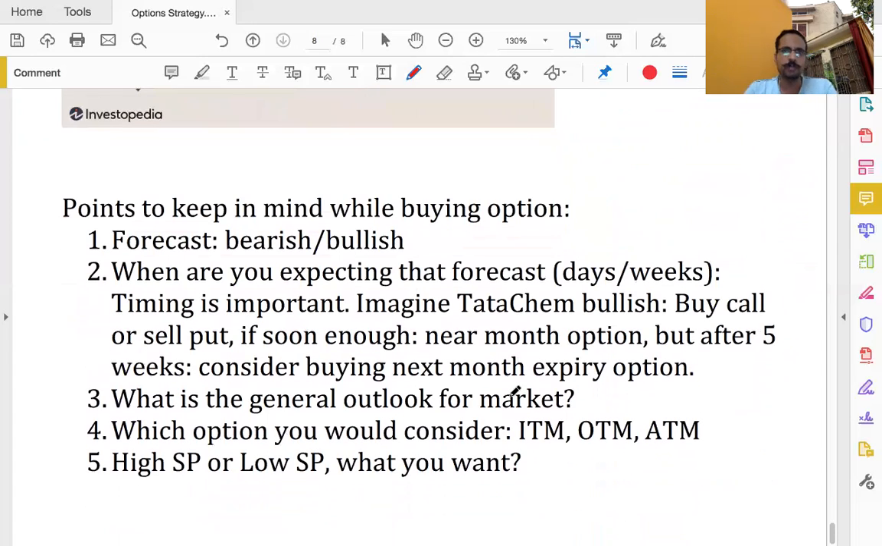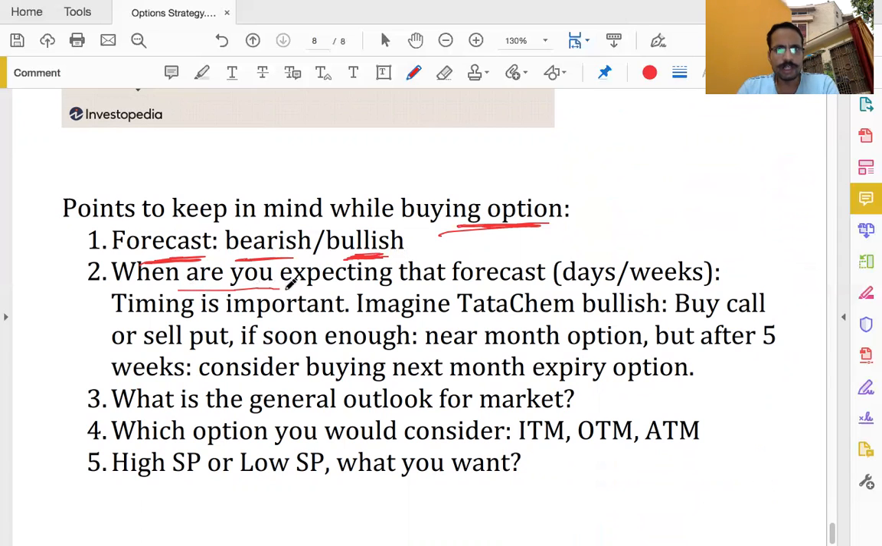So points to keep in mind when you are going to buy options. So what is your forecast? Are you bearish? Are you bullish? If you are bullish, then you're going to buy a call option or you're going to write a put option. If you're bearish, you are going to write a call option or you're going to buy a put option.